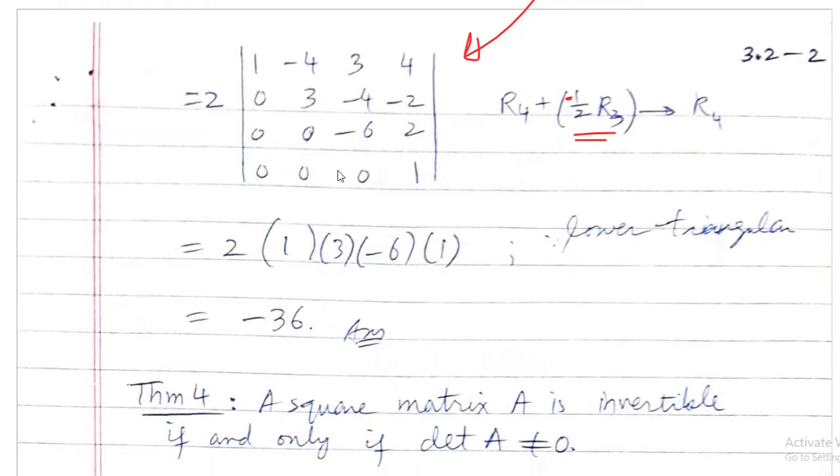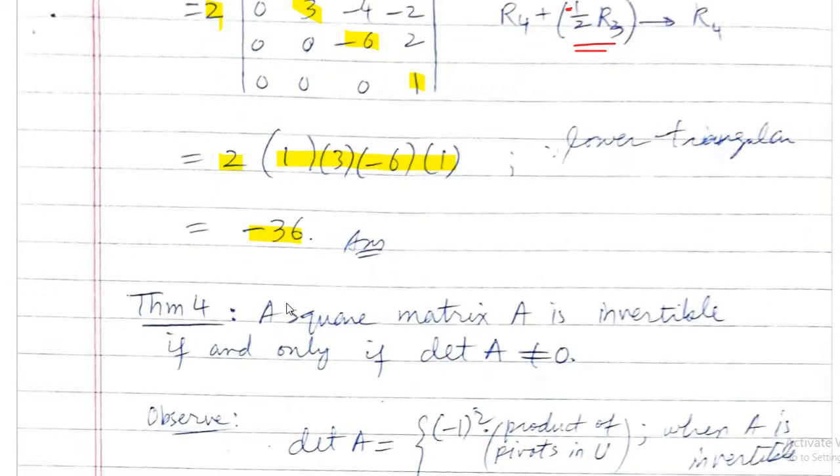This is a triangular matrix. So if it is a triangular matrix, I can just multiply the diagonal entries to get the answer. 2 is already outside, it will stay there. And here 1, 3, minus 6 and 1. You see, I multiplied 1, 3, minus 6 and 1, and answer is 36. So this is another method using row operation to find the determinant of any n by n matrices.